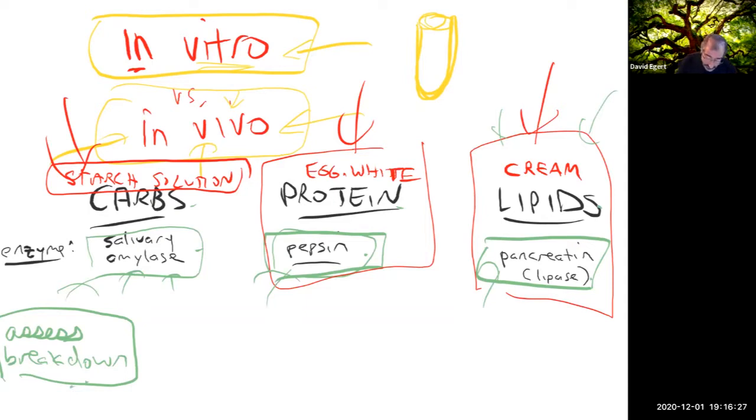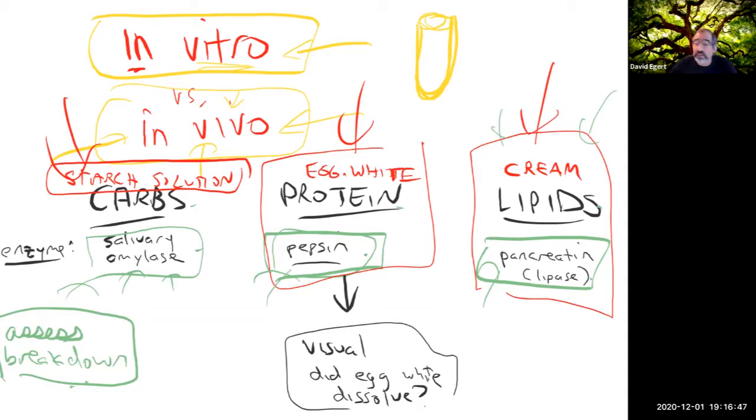For the egg white, it's going to be easy. It's just going to be a visual: did the egg white dissolve? I'm going to take some hard boiled egg white, and if it's digesting, breaking down, it's just going to go into solution. It's going to start disappearing. So if the egg white is dissolving, that's evidence that it's breaking down into smaller molecules that are going into solution.